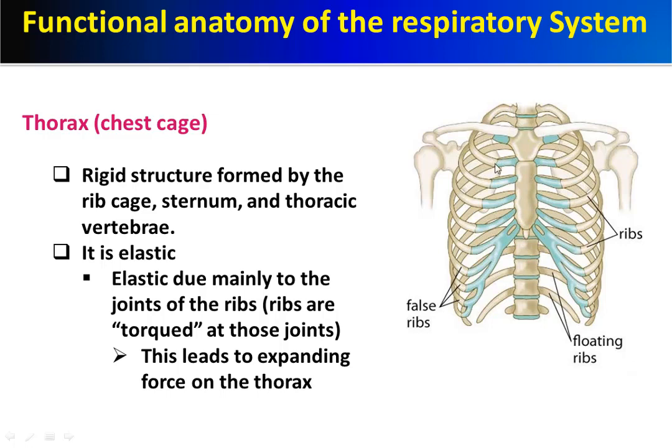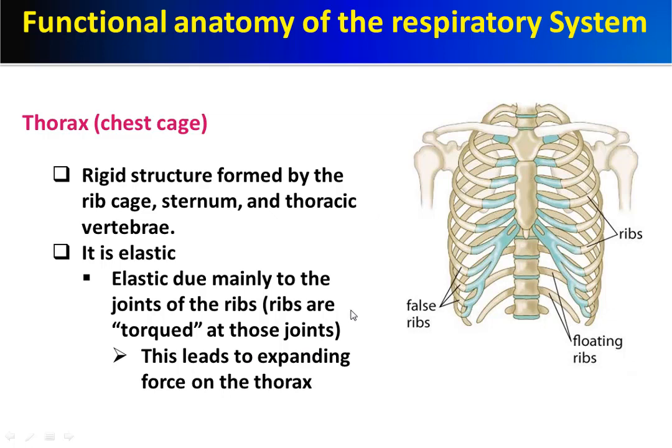As you can see here, the ribs are torqued. Torqued means twisted. It is as if you are bending something to fit between these two attached points. So this rib is bent, so that it is attached here anteriorly and attached here posteriorly. And because this rib is bent, torqued, twisted, it tends to move out. So this leads to an expansion force on the thorax.